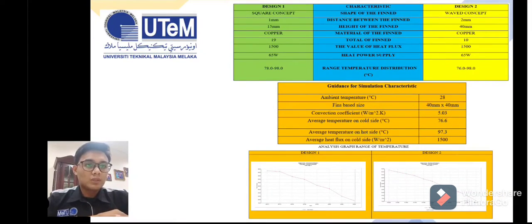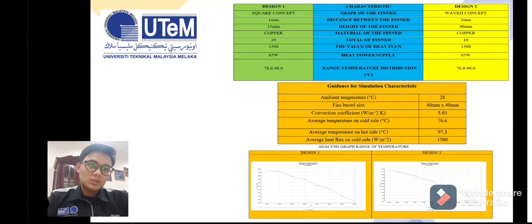And yeah, we have a different total of fins, 19 for design 1 and 10 for design 2. And we follow the heat flux, which is 1500 for both designs. And also for the heat power supply, we supply 65 watt for both, because this heatsink we want to apply for an electronic device, so the majority and the range we need is 65 watt as well.